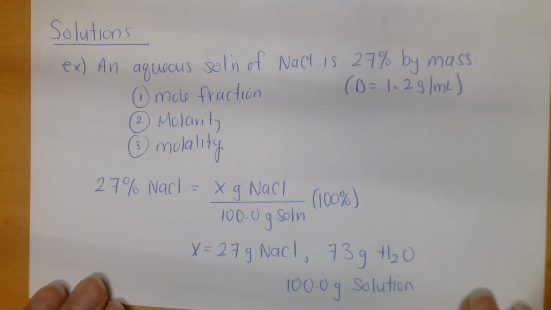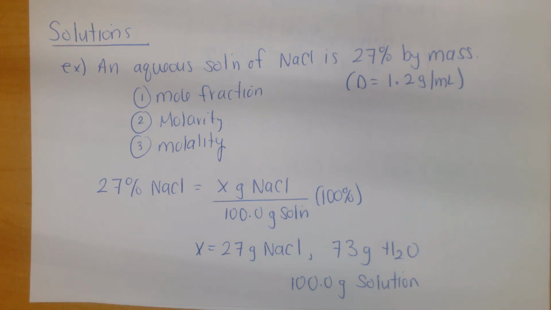All right, so in that, we are going to look at this practice problem here. For this one, we are given an aqueous solution of NaCl that is 27% by mass and has a density of 1.2 grams per milliliter. So we're going to use some of our new things. We're going to calculate the mole fraction, the molarity, and the molality.